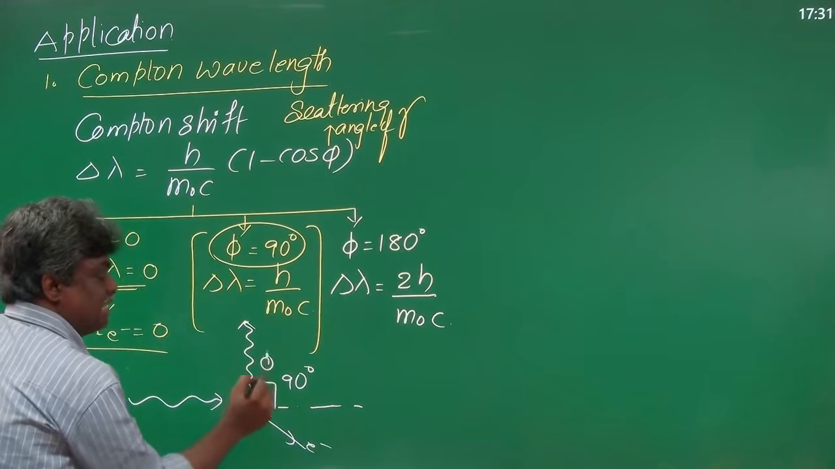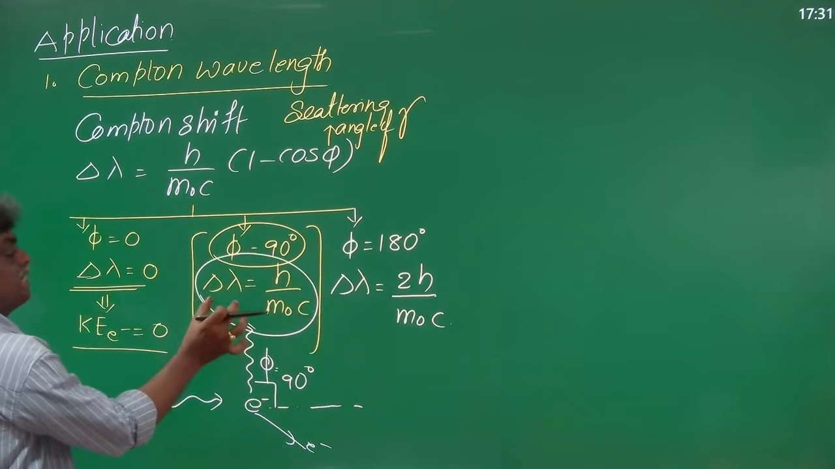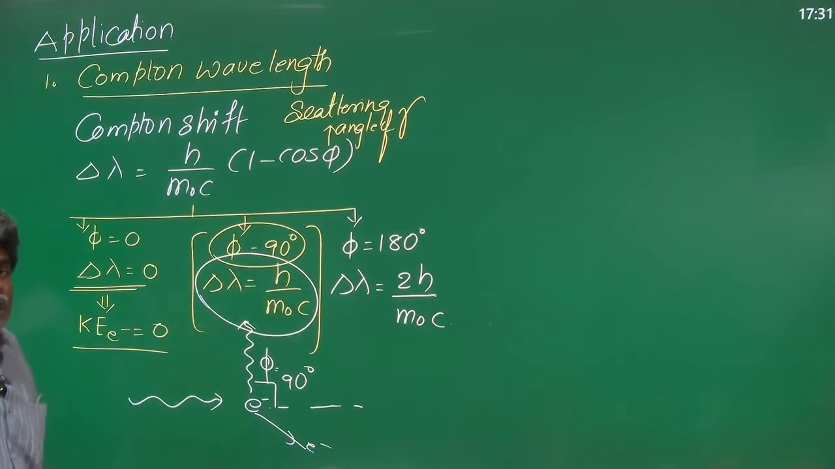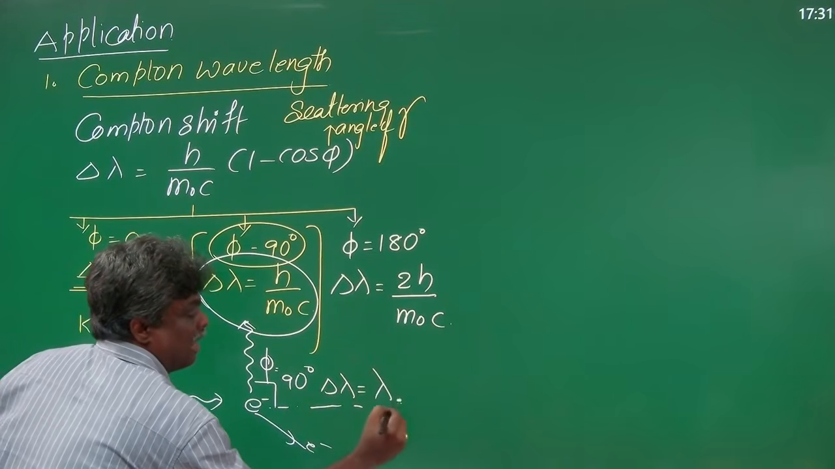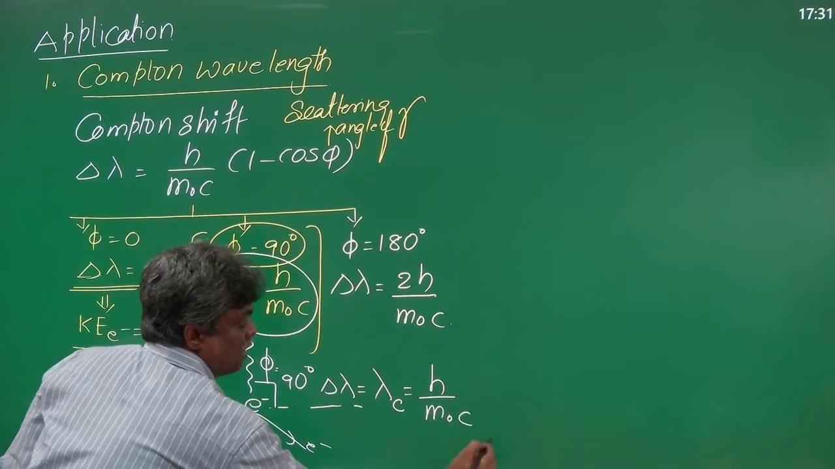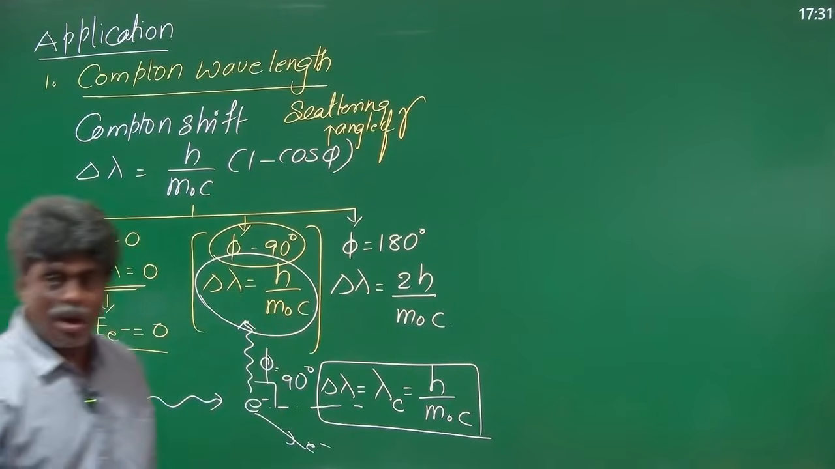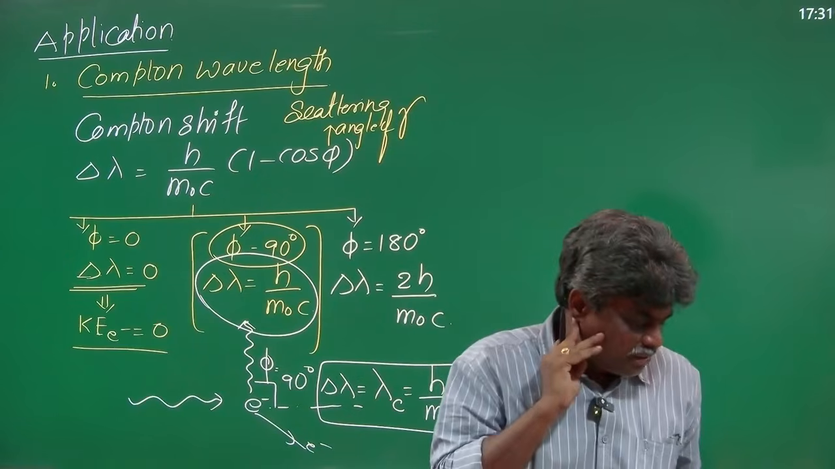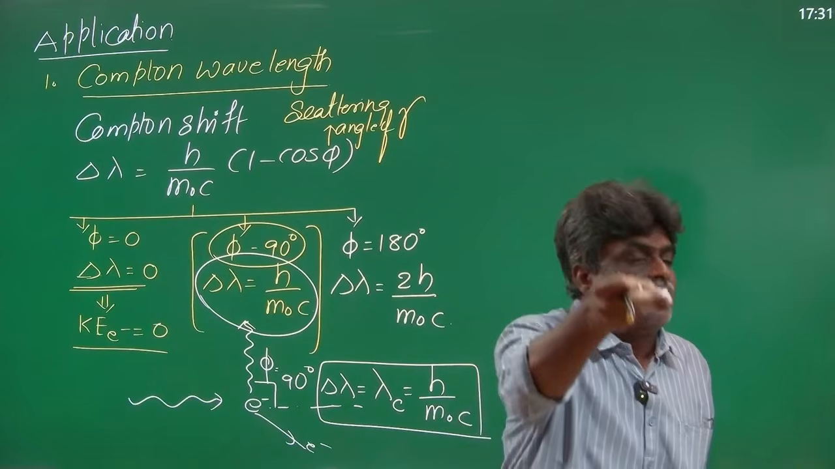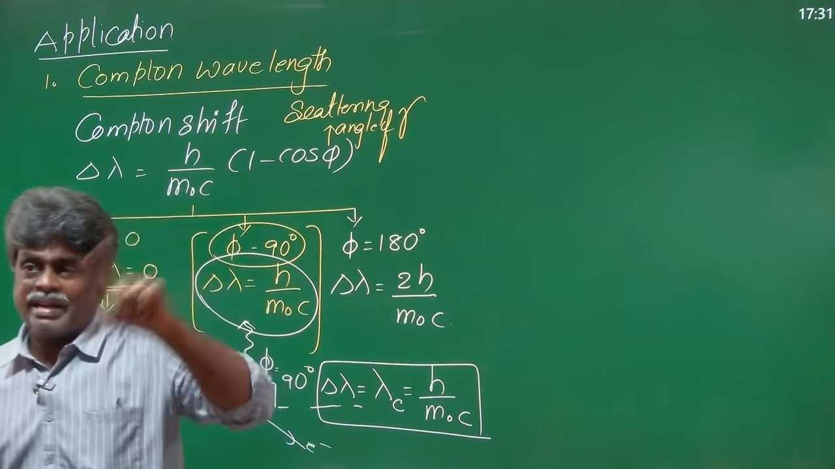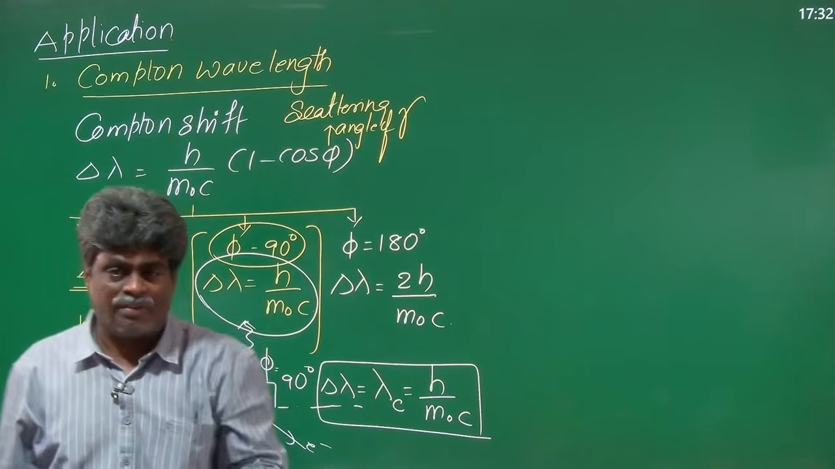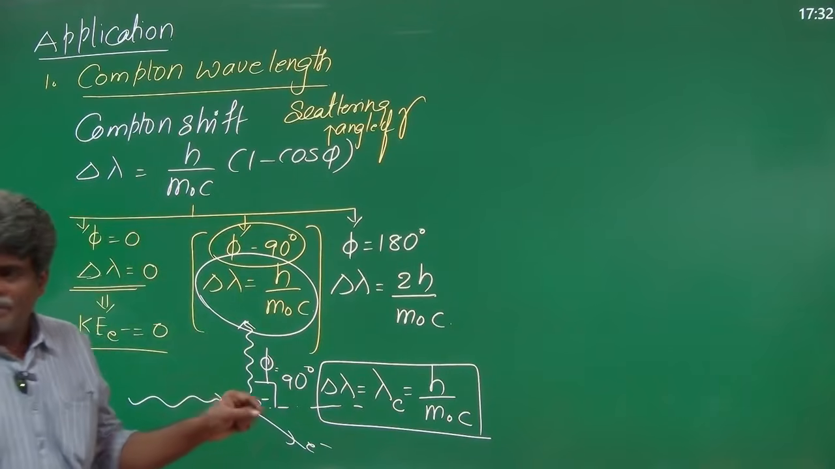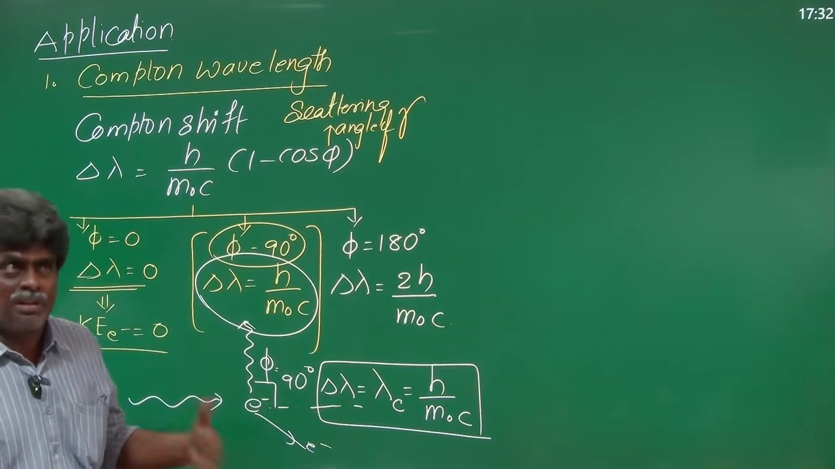Whenever the scattering angle is 90 degrees, whatever Compton shift you get, what is that delta lambda? That Compton shift is called the Compton wavelength. For 90 degrees of scattering, delta lambda equals lambda c equals h by m naught c. So the Compton wavelength means the Compton shift for the angle of scattering phi equal to 90 degrees. If the photon is scattered at 90 degrees, whatever shift you observe in the wavelength is called the Compton wavelength. Not the Compton shift, the Compton wavelength. Lambda c equals h by m naught c.